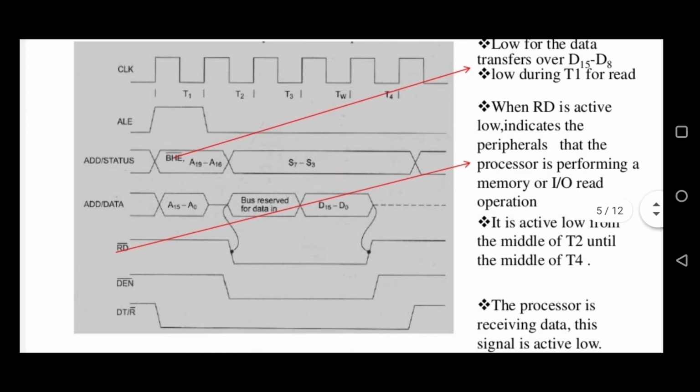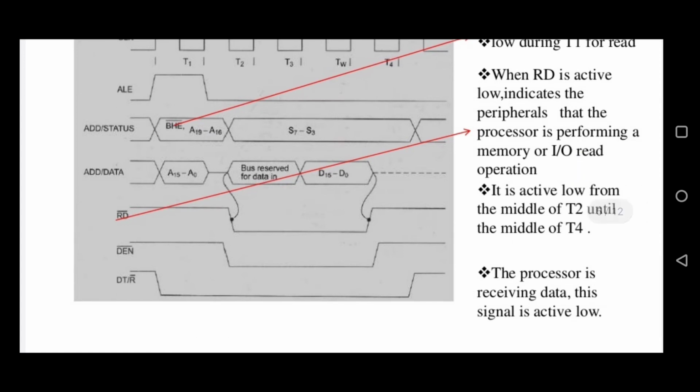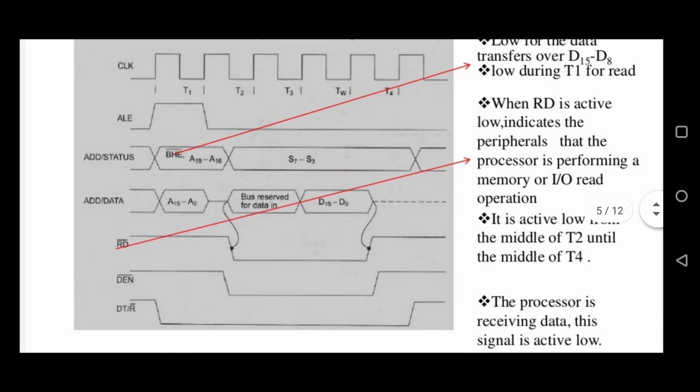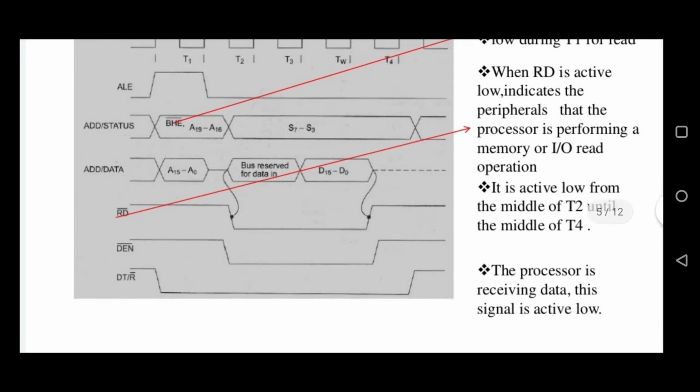And next is address/data. The same operation: during the T1 clock cycle the address lines are valid. In the remaining clock cycles the data signals are valid, that is D15 to D0. And coming to the read signal, read is basically an active low signal. This signal indicates to the peripherals that the processor is performing a memory or IO read operation. This signal is active low from the middle of the T2 clock cycle until the middle of the T4 clock cycle. That is a very important concept of the read pin. The read pin is an active low pin, and the data enable is also the same.